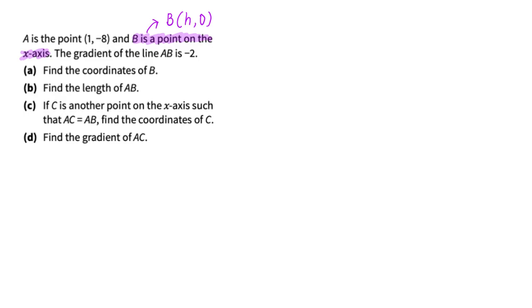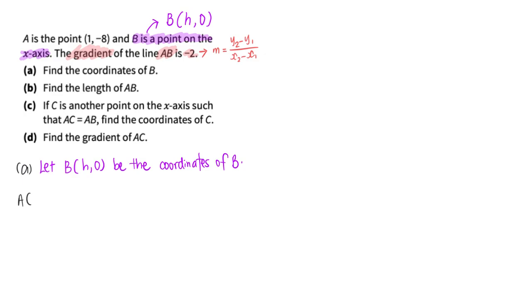And that will allow us to find part A, because we are also given another piece of information, which is the gradient of AB is negative 2. So from here, I need to remember gradient m is equal to y2 minus y1 over x2 minus x1. Okay? So for part A, with these pieces of information, we are able to solve for the coordinates of B. We are going to let B be (h, 0). I'm going to just write at the side here, okay? My point A is 1, negative 8.